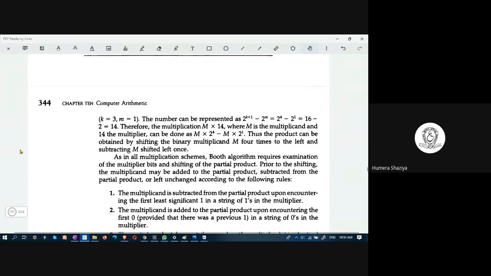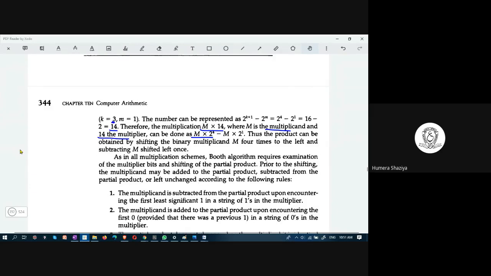Consider k to be 3 and m to be 1. Then this number can be represented as 2 power k plus 1 minus 2 power m. 2 power k plus 1, where k is 3, means 2 power 4 minus 2 power 1, which is equal to 16 minus 2, which is equal to 14. Therefore, the multiplication m into 14, where m is the multiplicand and 14 is the multiplier, can be done by m into 2 power 4 minus m into 2 power 1.